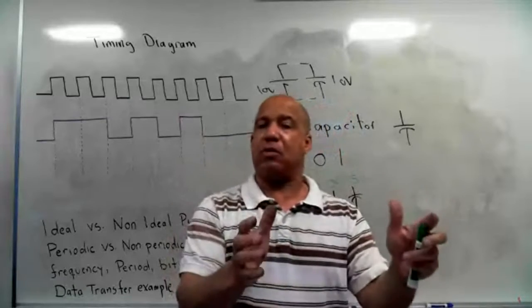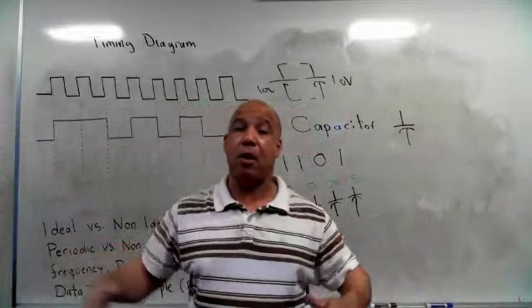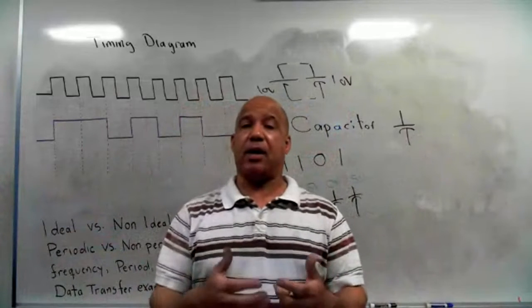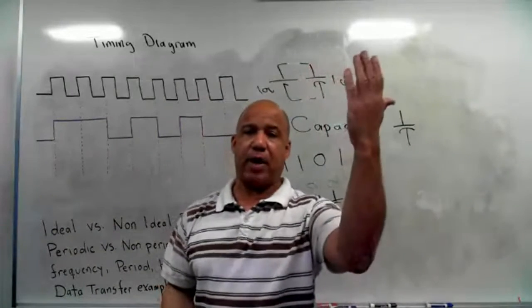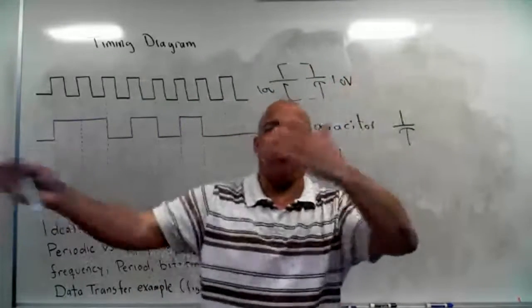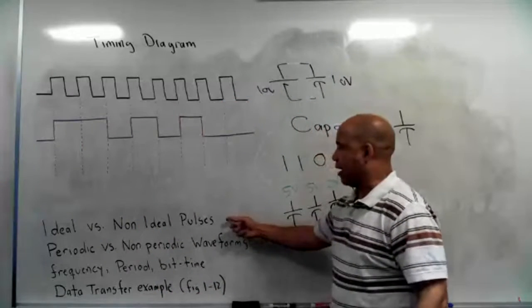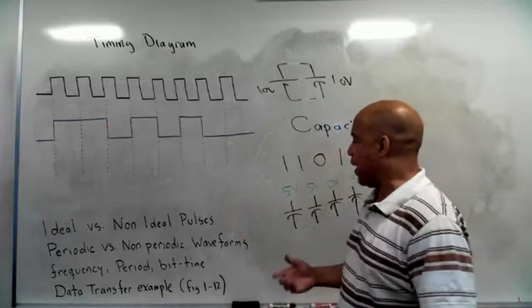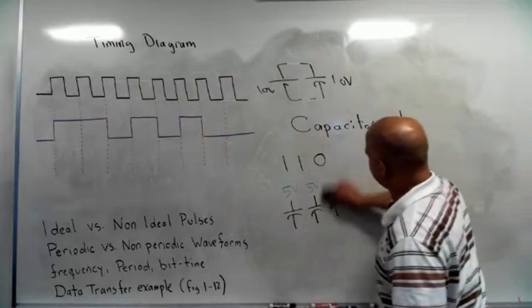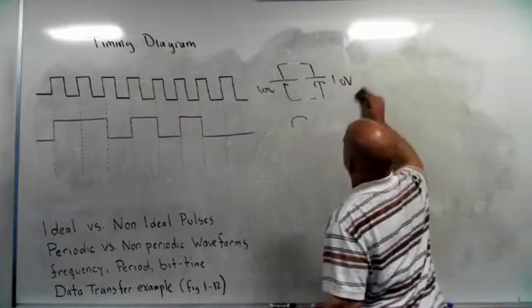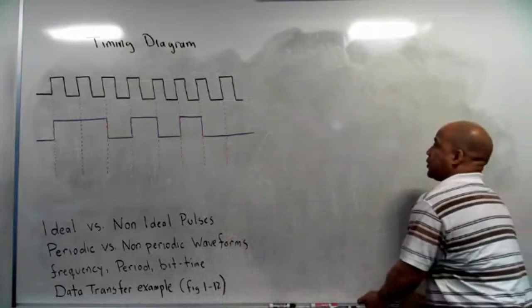But how do I move those zeros and ones from one place to another? Maybe from your cell phone to another cell phone, or if I'm dealing with a computer, I might have to move information from the memory to the microprocessor. How do I move bits around is the question. And so that's what we get into when we talk about digital pulses and waveforms. So let me talk about what I mean by a digital pulse. I'm going to show you 2 types of pulses.